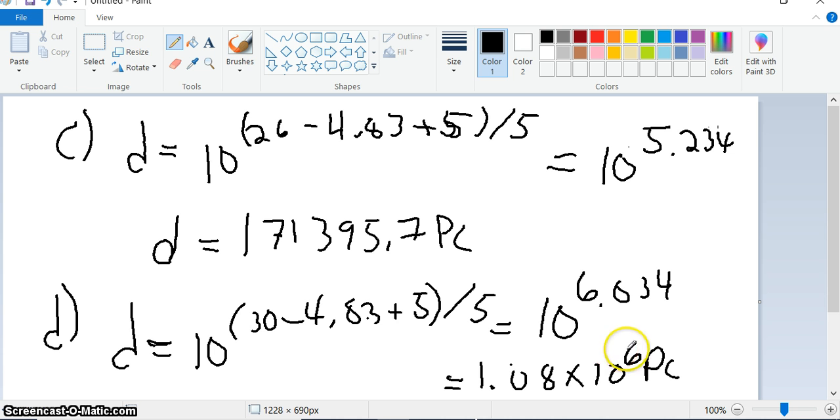1.08 times 10 to the 6 parsecs. So that's well outside the galaxy, by the way.